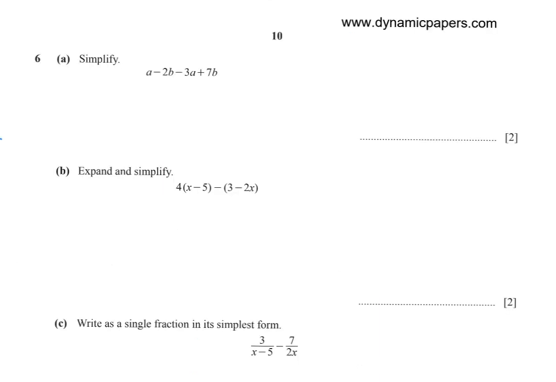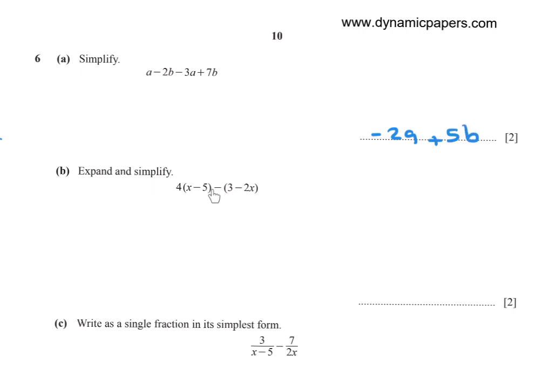Number 6, simplify a minus 2b minus 3a plus 7b. Combine the like terms. For a and negative 3a, 1 minus 3 is negative 2, so negative 2a. Then negative 2b plus 7b, negative 2 plus 7 is 5, so 5b.